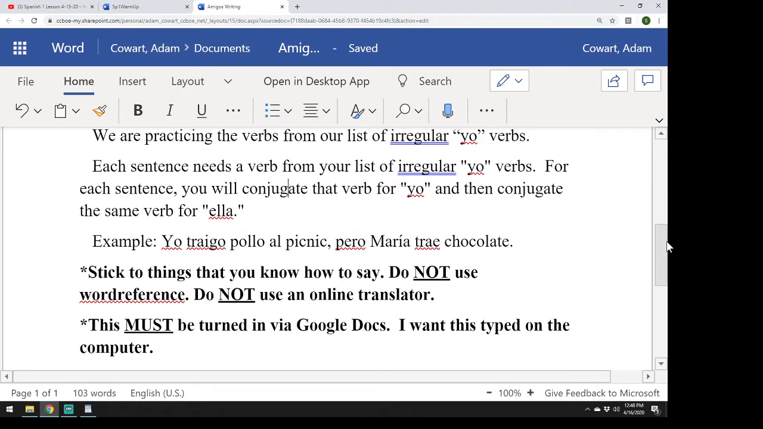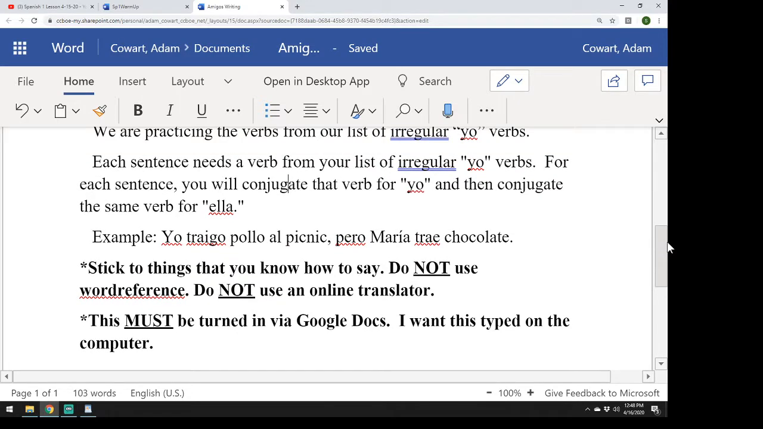Okay, now this is very important. Stick to things that you know how to say. Do not use WordReference. Do not use an online translator. I don't want you using any online resources for this. It all comes from you and your notes.